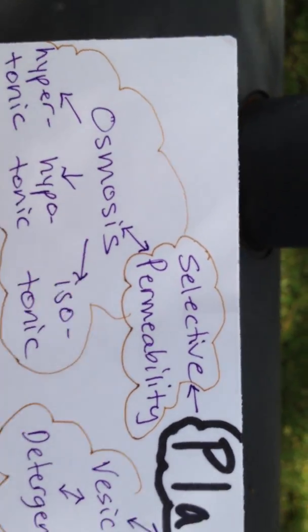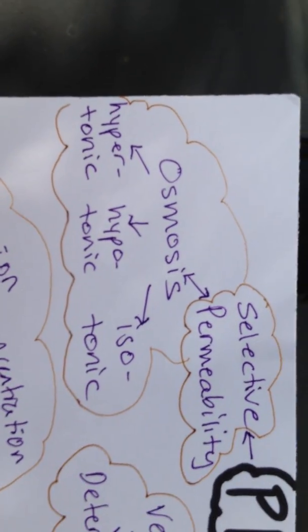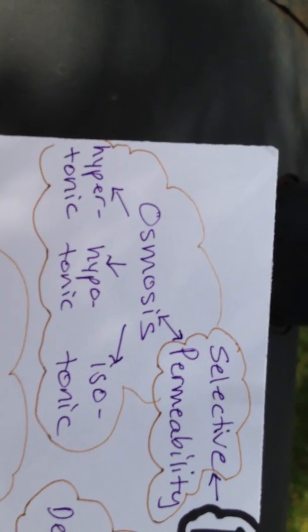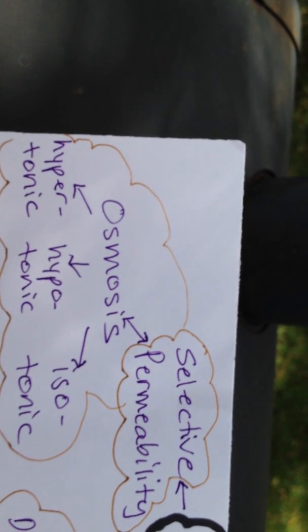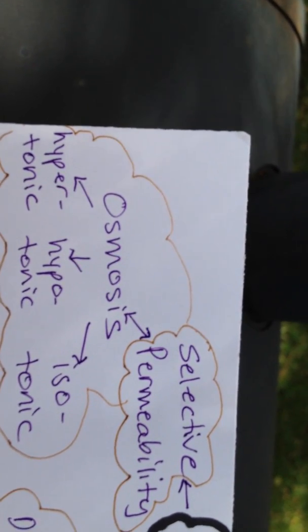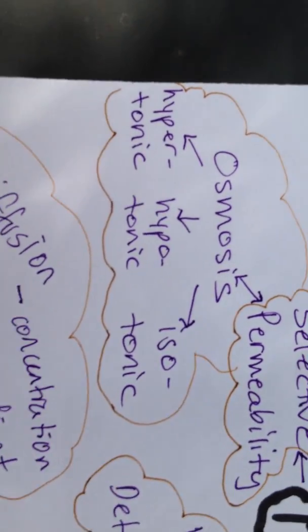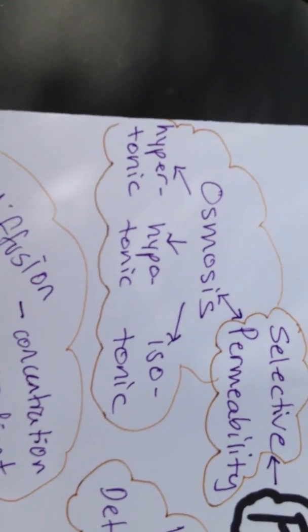And talking about small molecules, it comes to osmosis. Osmosis is the transfer of water in and out of a cell from an area of high solute concentration to low solute concentration. And there are three different types of osmosis.